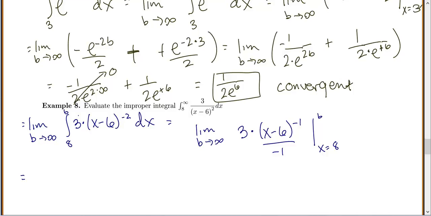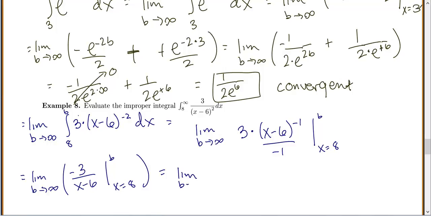So I'm going to rewrite this quickly just to make it easier. This 3 times the negative 1, so this is going to be negative 3 over x minus 6. So let's write it like that. And we need to evaluate it from x equals 8 to b. So we still have the limit. Let's plug in the b, so negative 3 over b minus 6 minus negative 3 over 8 minus 6.